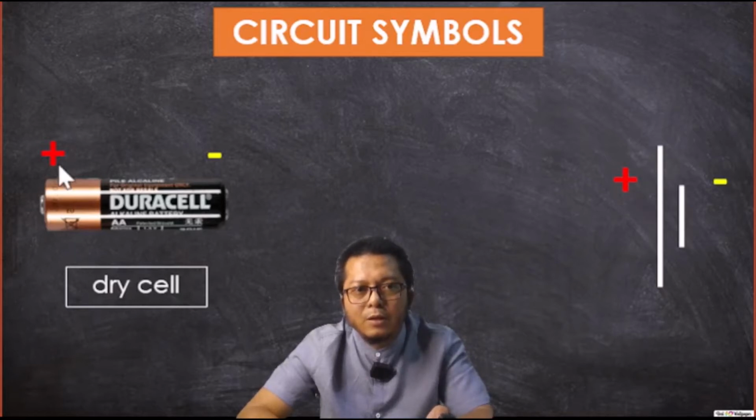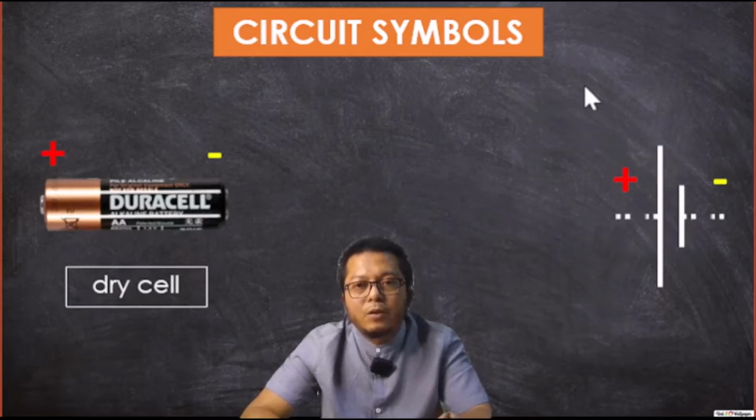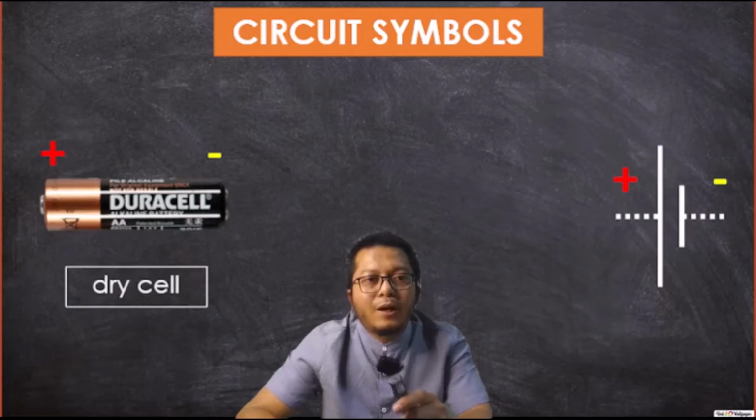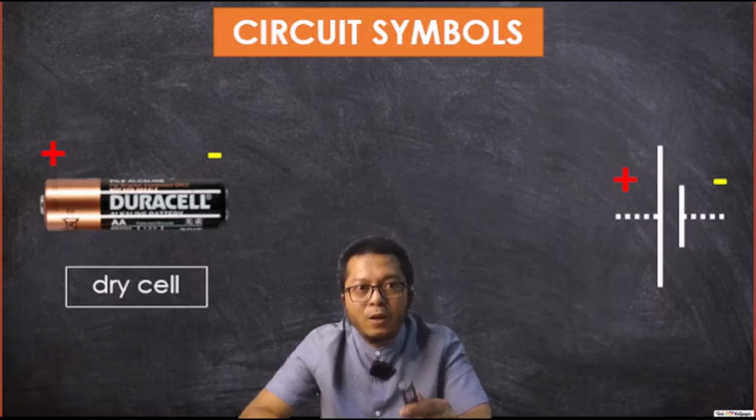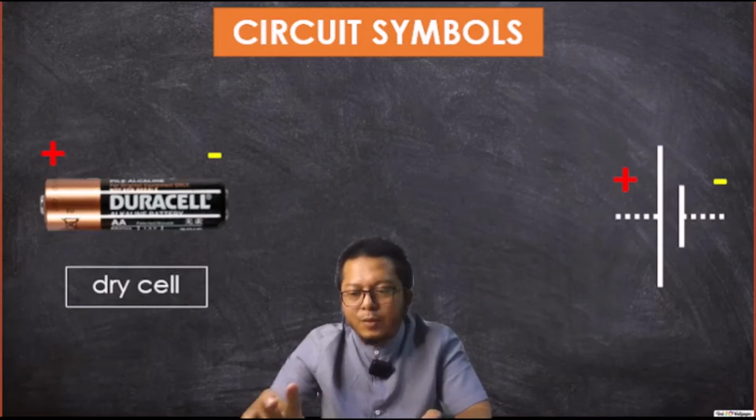This is positive, and negative would be the smaller line. It's the negative terminal. So this is how we draw a dry cell, which means one dry cell. Just two lines, one long line and one short line, and other connecting wires here. We shall see about this later, in a few minutes.